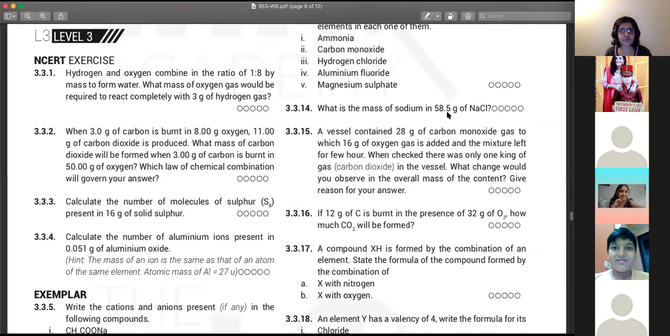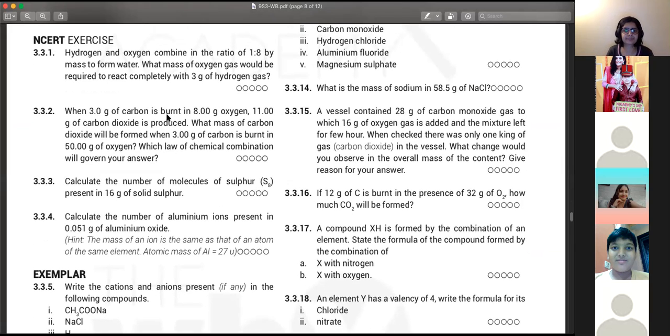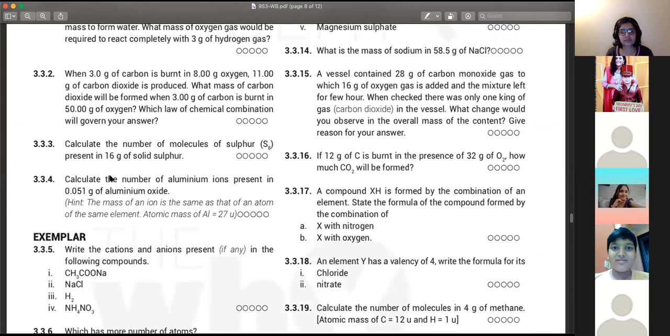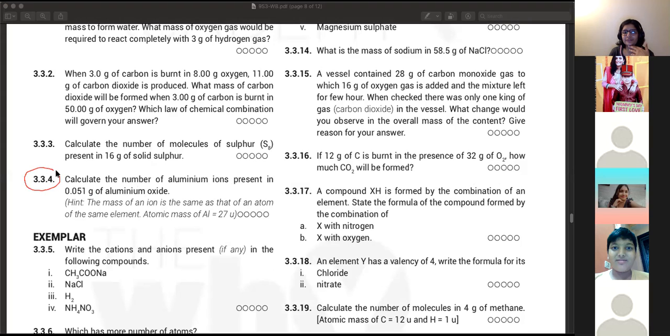Cool. We'll get on to level 3 then. Again, calculate the number of molecules. Oh, this is a good one. Calculate the number of aluminium ions present in these many grams of aluminium oxide. Look at 3. Can I solve this? Sure. Okay, Raghav, go ahead.